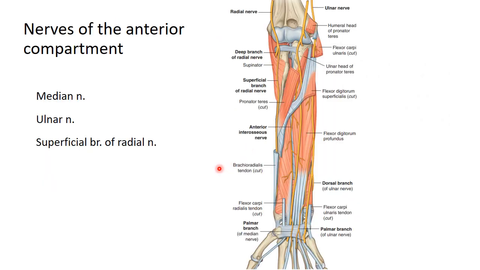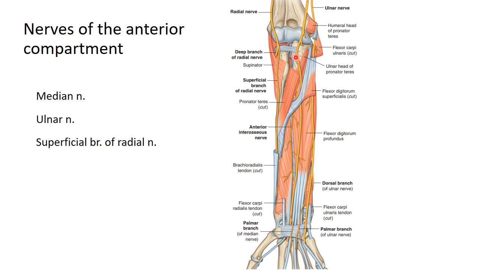The nerves of the anterior compartment, we have three nerves basically. We have the median nerve, the ulnar nerve, and we see another nerve which has no contributions to the anterior compartment of the forearm, which is the superficial branch of the radial nerve. The median nerve.